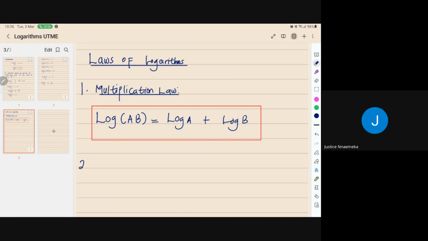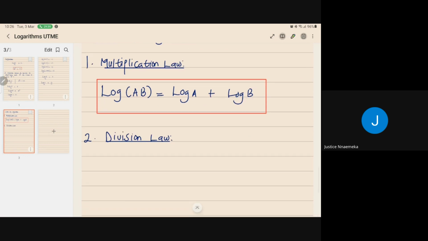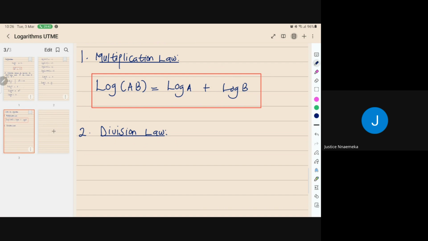Now the next law is your division law. The division law simply says that when I have something like log A over B, remember, they should have the same base, that is simply equal to what? Log A minus Log B. You subtract. They have their base 10, 10.